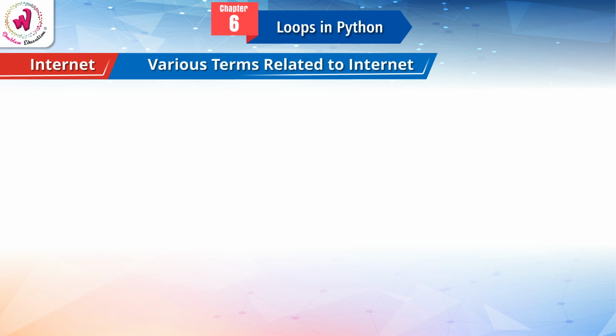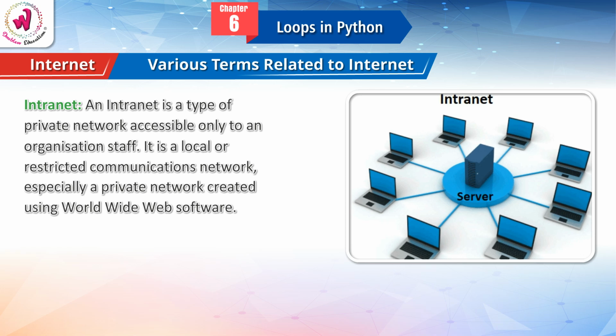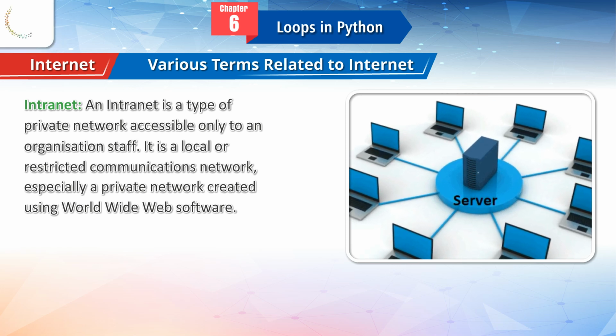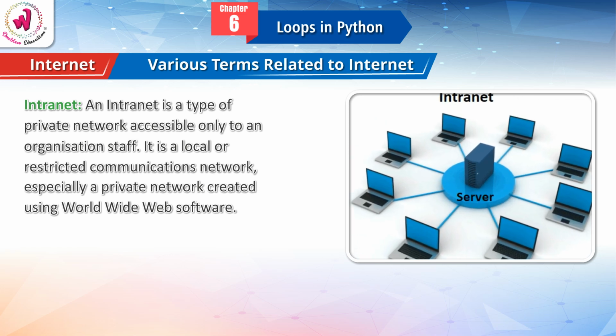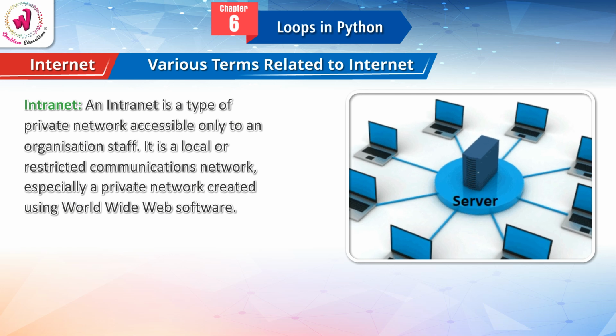Various terms related to Internet. Intranet. An intranet is a type of private network accessible only to an organization's staff. It is a local or restricted communications network, especially a private network created using World Wide Web software.